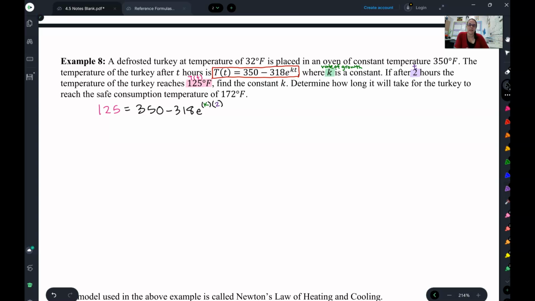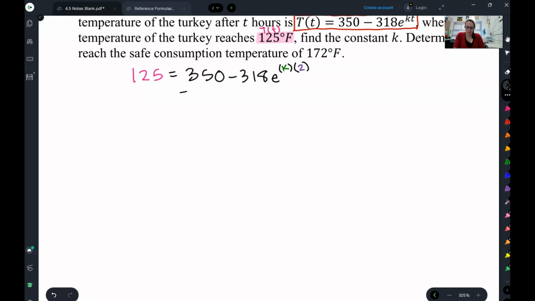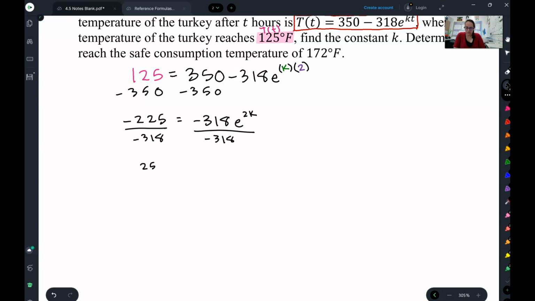So how long is it going to take this turkey to heat up from 32 degrees to 125 degrees? Well, let's solve this. So I can subtract 350 on both sides. So I get 125 minus 350 is negative 225 equals negative 318 e to the 2k. Divide by negative 318. Don't simplify that yet, although I can say that two negatives make a positive. Change the form.